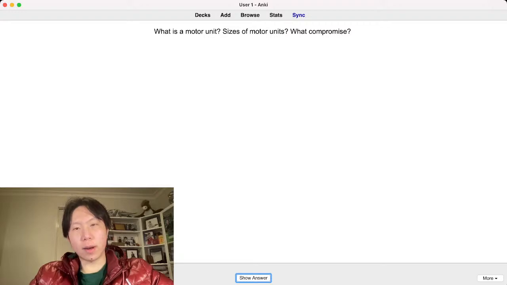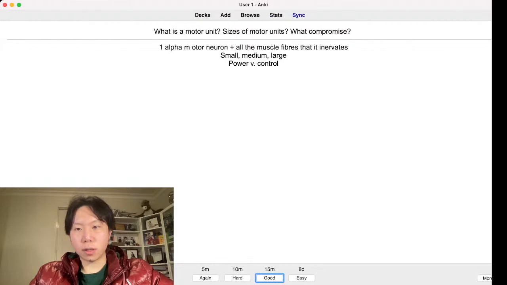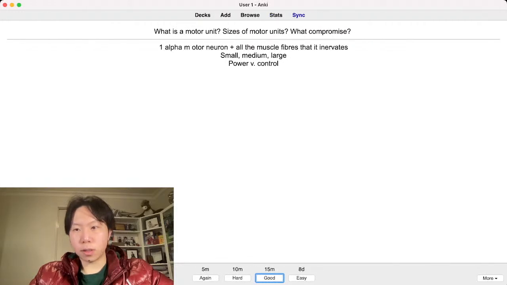It's bigger, it's more power, but it takes longer to contract. Power versus control. Right.